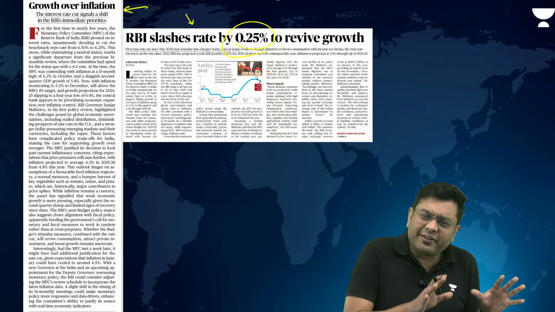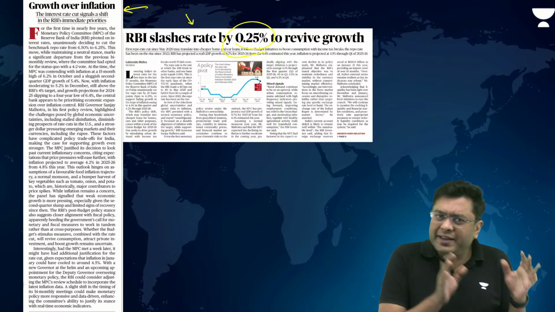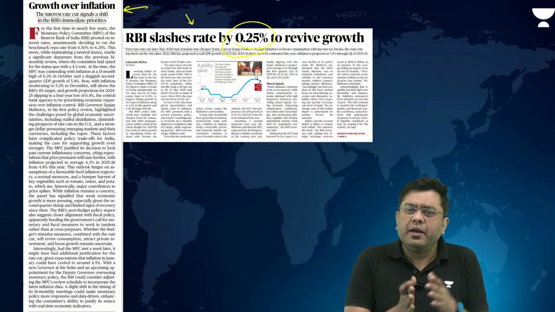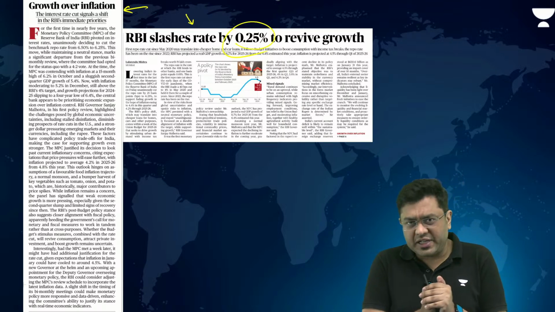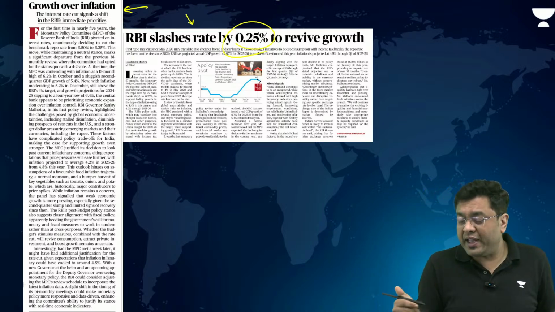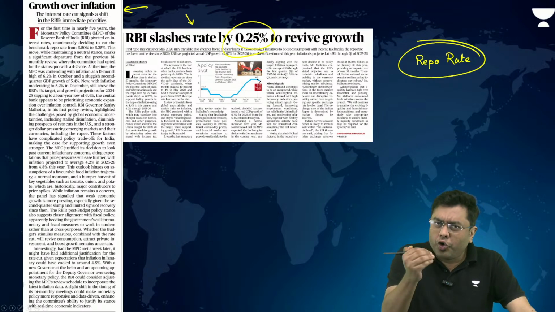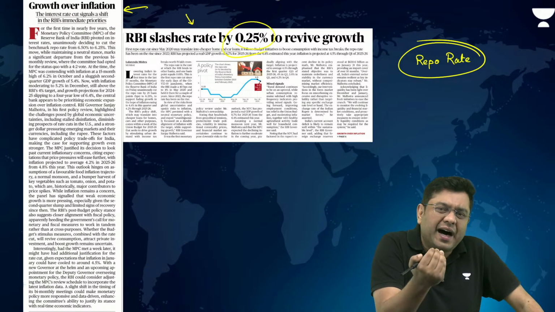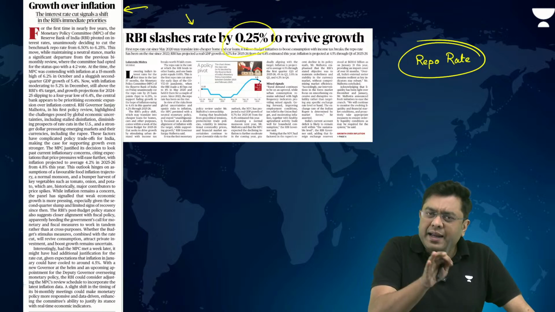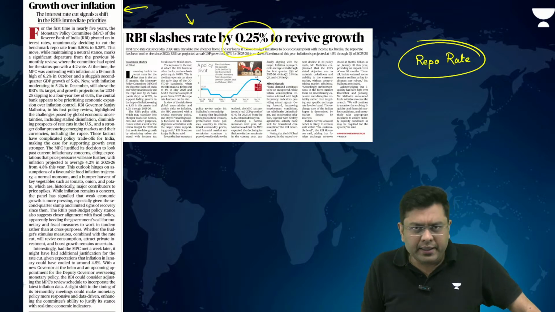So this has been one of the sticking points with RBI's Monetary Policy Committee regarding whether to lower the interest rates or not. And here, when we talk about the interest rate, we are actually talking about the repo rate. Now, controlling this repo rate provides RBI with the tools to tinker with the amount of money supply in the economy.